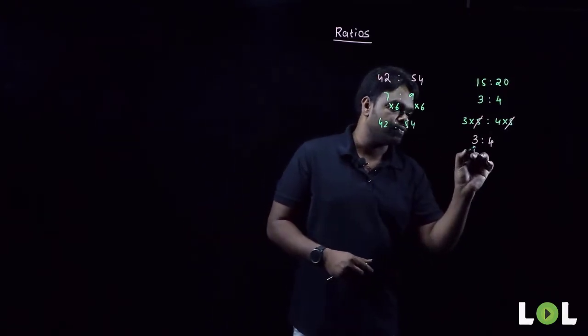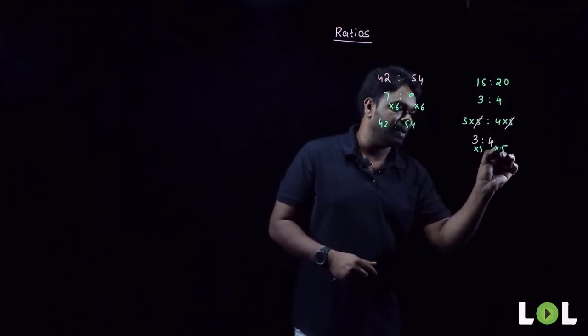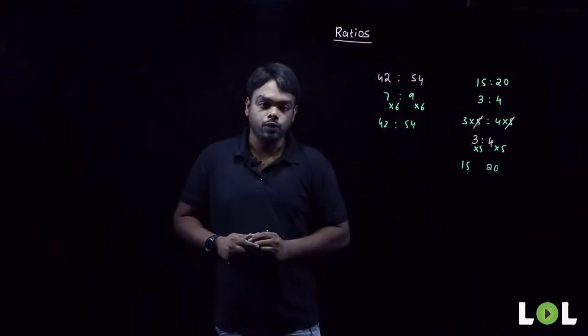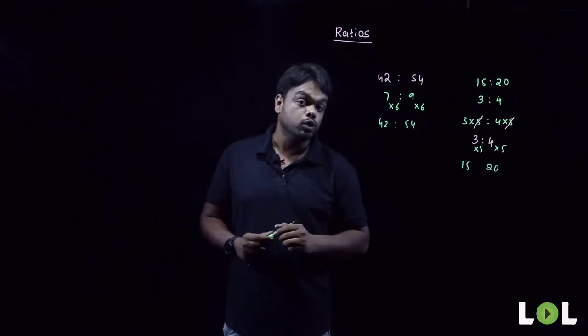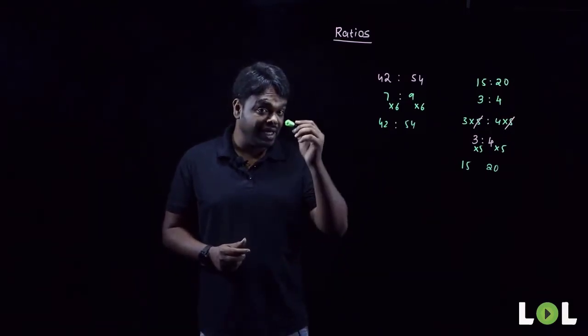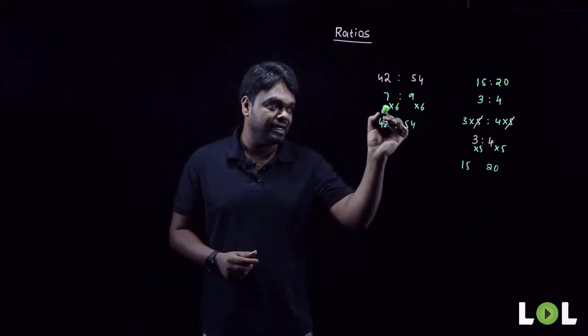Even in this case, HCF was 5. We'll multiply with 5 here, multiply with 5 here. This should give us our original numbers 15 and 20. So to obtain the ratio from two given numbers, divide the numbers with the HCF. Now to obtain the original numbers from the ratio, multiply with the HCF. Let us work a little more on this.